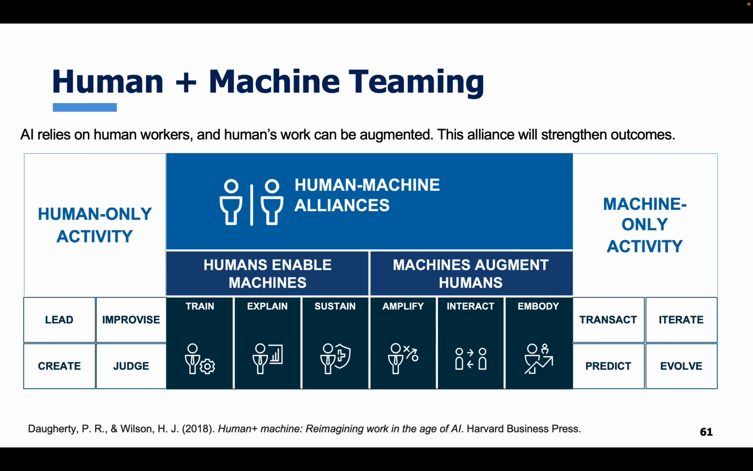There are some tasks where humans enable machines. So this is where a human is helping a machine do better. Training AI algorithms, explaining AI algorithms, that's the ethical piece, right? Sustainability, sustaining them, making sure that they are continuing to operate as intended. But there are other areas where humans aren't enabling machines, the machines are augmenting humans, and that's where we're amplifying judgment, or we're doing interaction, or we're embodying some sort of process or doing some sort of automation. And so I think when we look at these human-machine alliances, it's important to recognize that there's a spectrum.